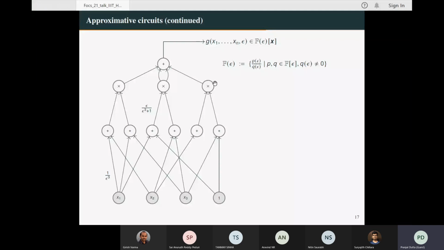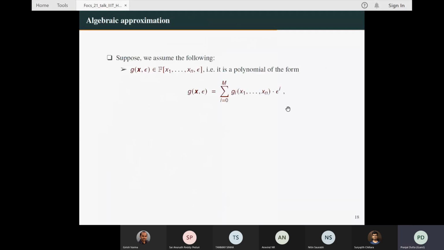Now this is a polynomial. You are computing a polynomial over this field F of epsilon, and the variables are again x1 up to xn. So this is a polynomial over this field F of epsilon, and you want to understand what is the limit of this polynomial. That means what happens when epsilon tends to 0. What happens to this g? Let's try to understand that.